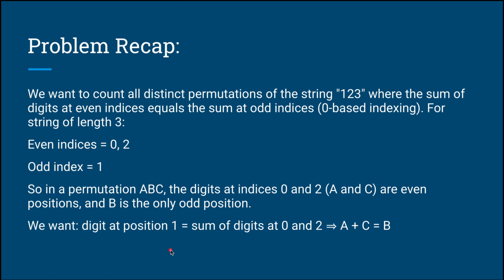I hope you understand, right? So what is the problem? Recap, right? We want to count all the distinct permutations of the string 1 to 3, where the sum of digits at even indices is equal to the sum at the odd indices, right? For example, the string of length 3: even indices are 0 and 2, and the odd index becomes 1. So in the permutation ABC, we have A at 0 and C at 2. So the position B is the odd position, right? So here you will do A plus C is equal to B, right?